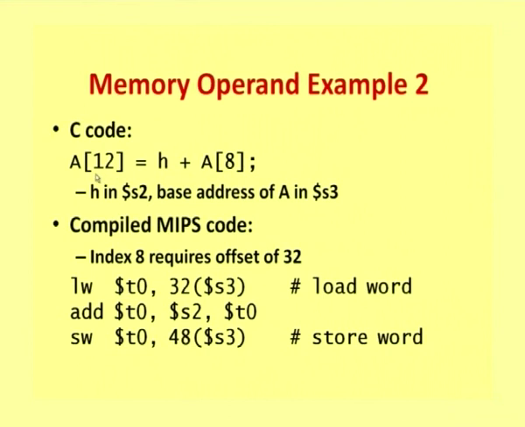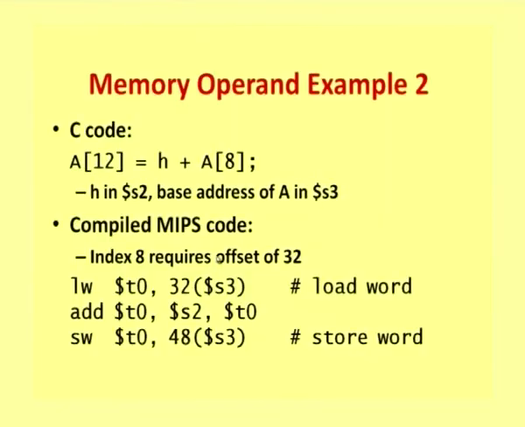Now, A[12], how do I point to it? I know that $s3 has the base of the array A, and now I need to look at the 12th element. The 12th element will be available at an offset of 12 times 4, which is 48 bytes. So, the offset now becomes 48($s3). So, you can also store the word. This is how memory operands would be accessed.